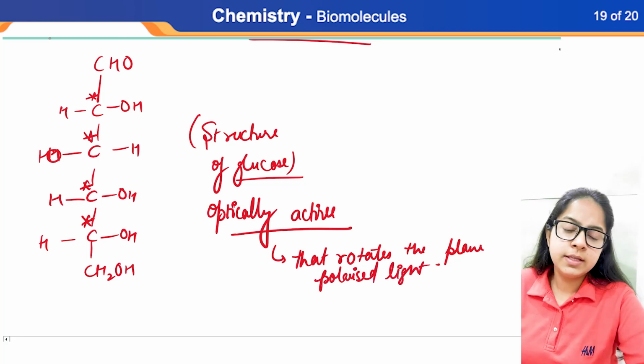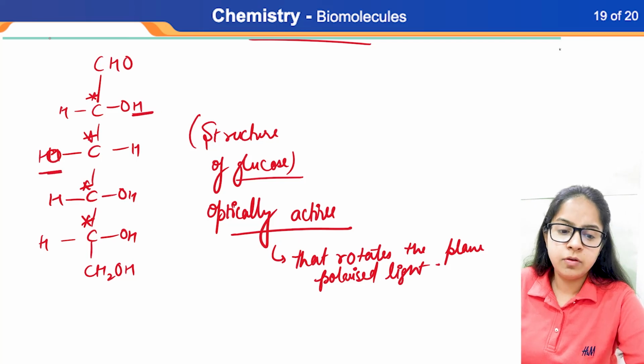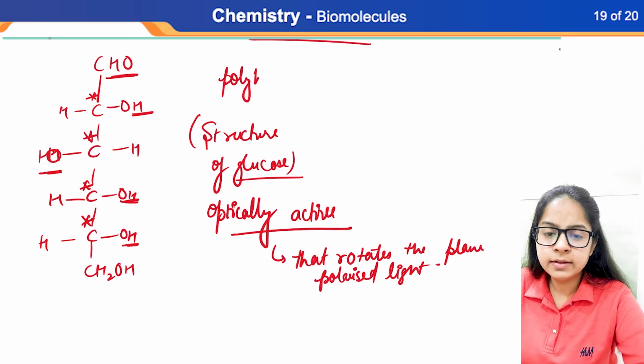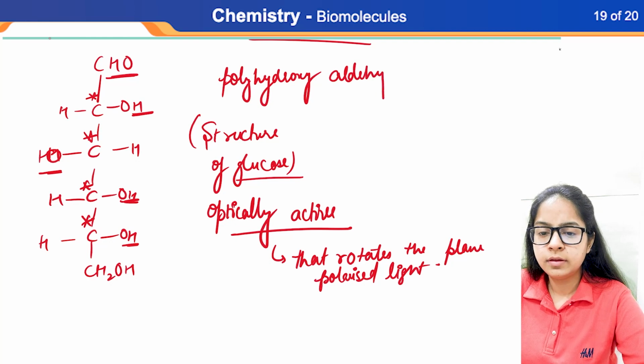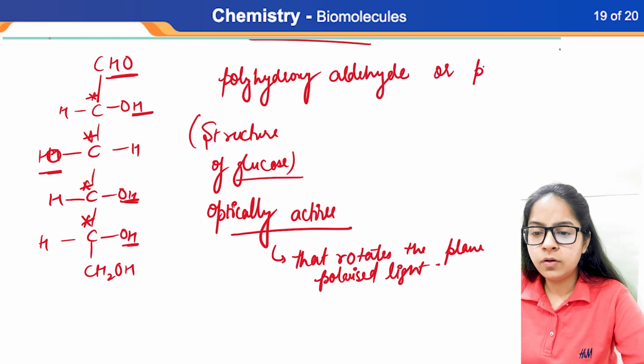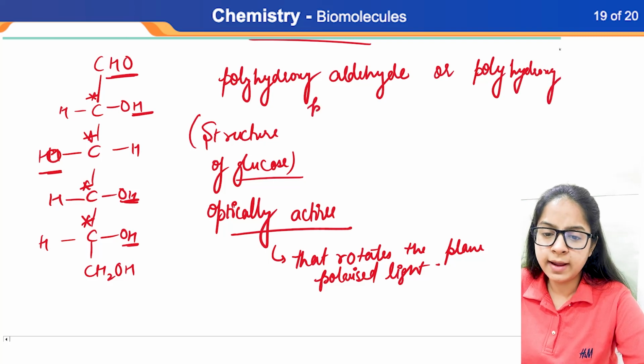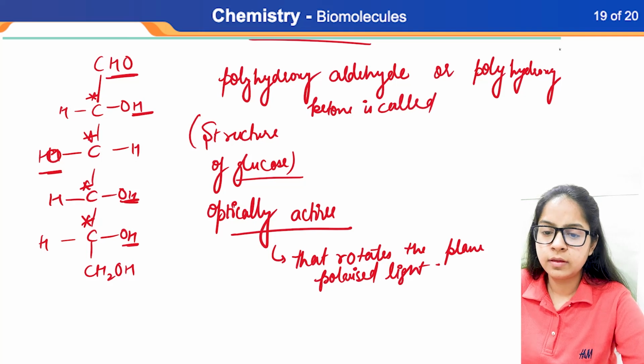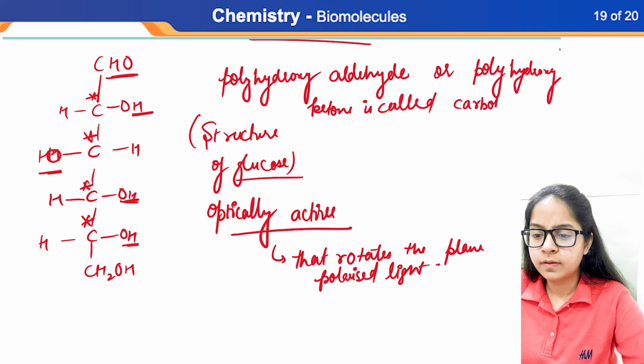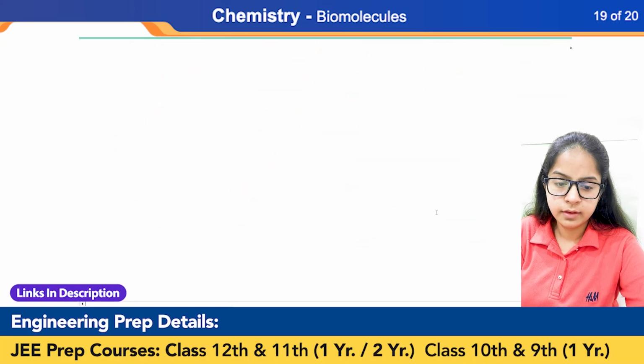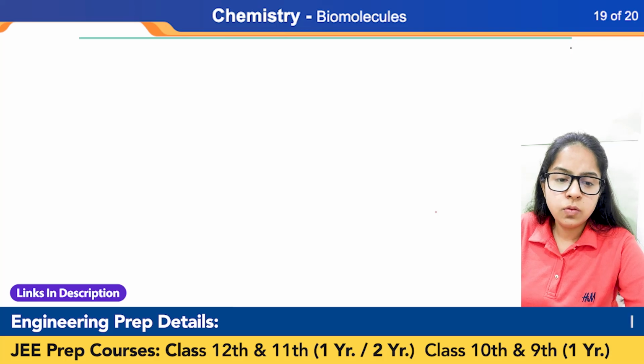So this is the polyhydroxy aldehyde, or polyhydroxy ketone, is called carbohydrates. Now, based on that, ketone is also there.